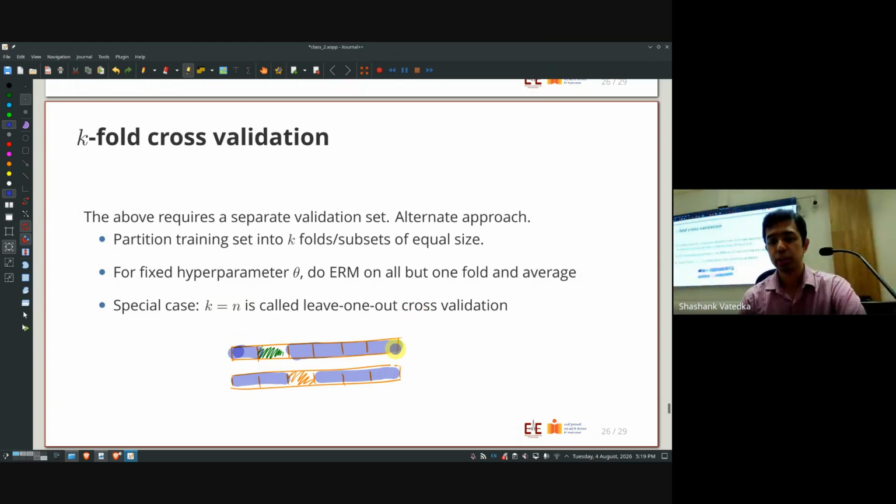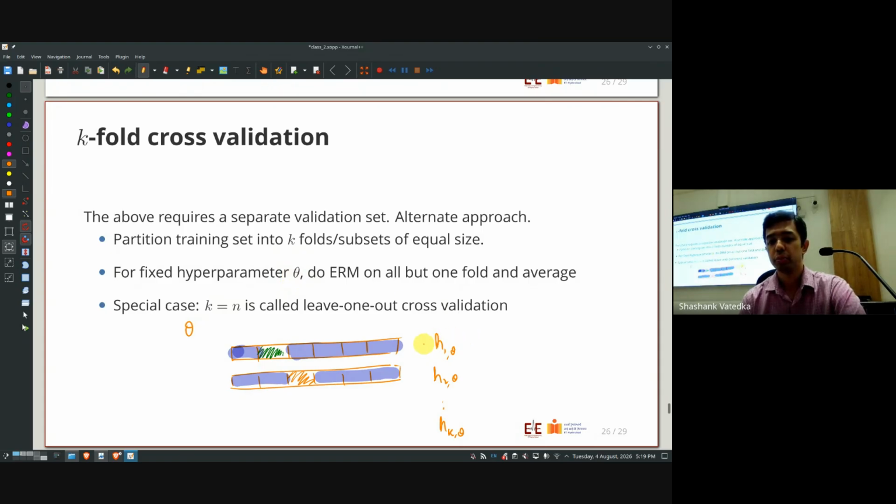Right? So in each of these cases, you can potentially get a different ERM, right? So basically what you would do is, in this case, for the same hyperparameter theta, you get a h1 theta, you get a h2 theta, and so on. So you have k folds. So you have h1 theta, h2 theta up to hk theta. All of these were trained using ERM for the same hyperparameter choice theta.